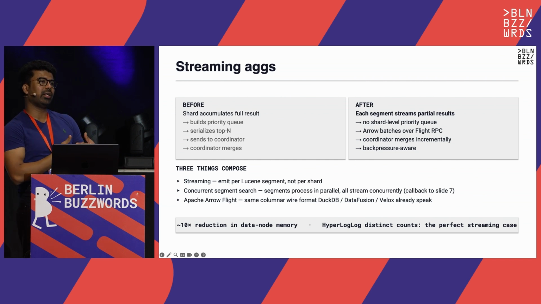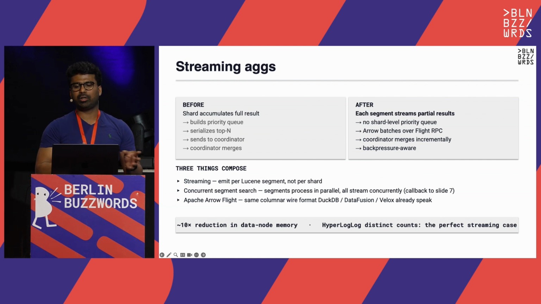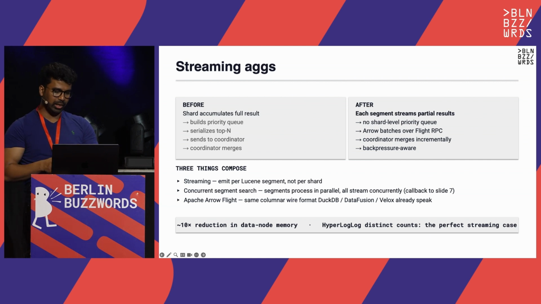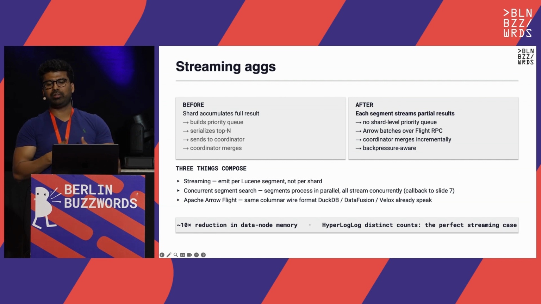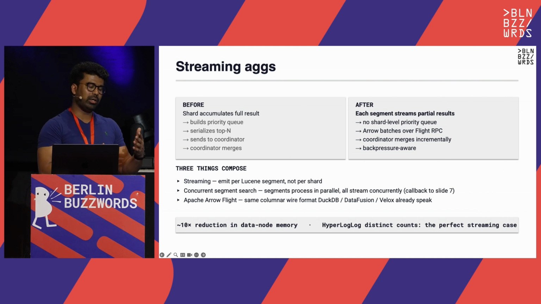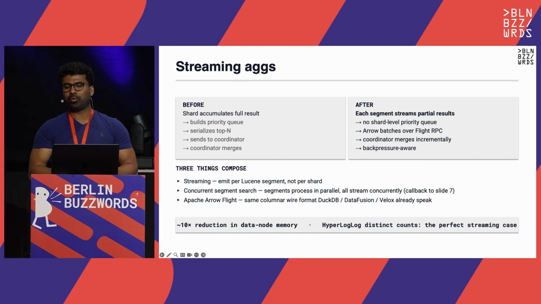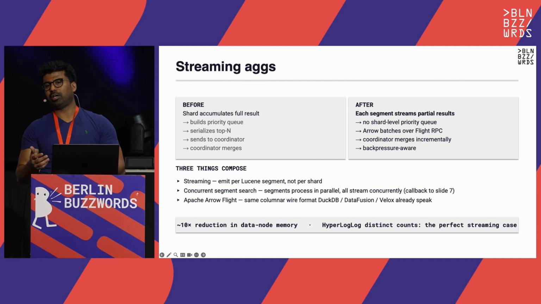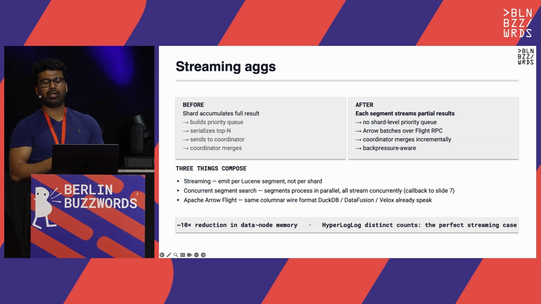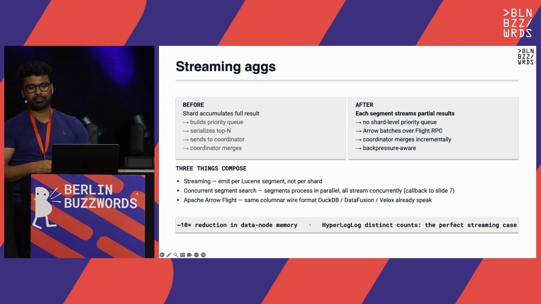This is where streaming aggregations come into play, which we are building into OpenSearch. The idea is pretty straightforward. Instead of the shard accumulating a full result before sending anything, each individual Lucene segment emits a partial result as soon as it finishes processing. These partial results stream over Apache Arrow Flight to the coordinator, and the coordinator merges them incrementally as the batches arrive. Streaming aggregations naturally compose with concurrent search as well, because if you have multiple segments being processed, they can all stream their partial results, and the coordinator can keep aggregating those.